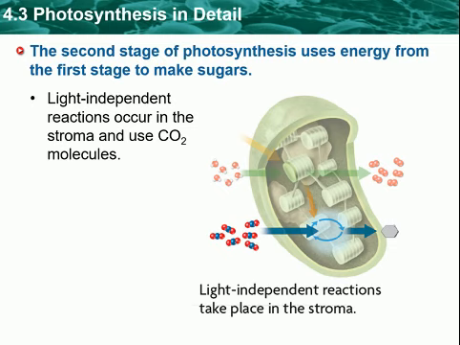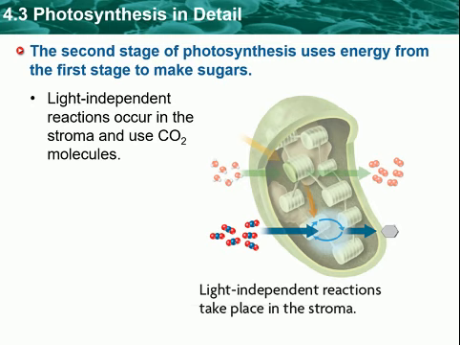Second main idea. The second stage of photosynthesis uses energy from the first stage to make sugars. The light-independent reactions, like the light-dependent reactions, take place inside chloroplasts, but, as the name implies, the light-independent reactions do not need sunlight. These reactions can take place any time that energy is available. The energy sources for the light-independent reactions are the molecules of ATP and NADPH formed during the light-dependent reactions.